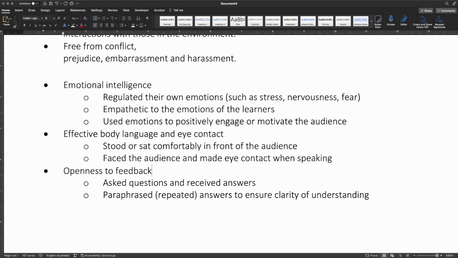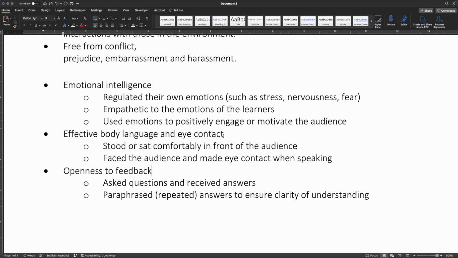Then I've said effective body language and eye contact, and I've broken that down into stood or sat comfortably in front of the audience and faced the audience and made eye contact when speaking. Okay, so this is stuff that as a subject matter expert, you should be able to develop for the communication component, if you like, of any unit of competency that you might be writing observations for.